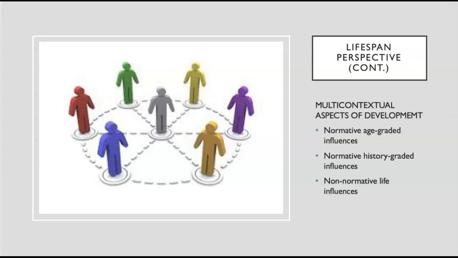And these include normative age-graded influences. These are influences that are similar for individuals who are of a particular age group. So these influences can include the different biological processes that are occurring in this age group, but they can also include the socio-cultural or environmental processes that are occurring in this age group. So these can include things like beginning a formal education or starting a job.